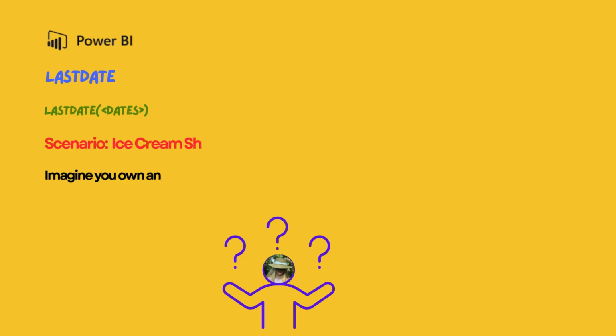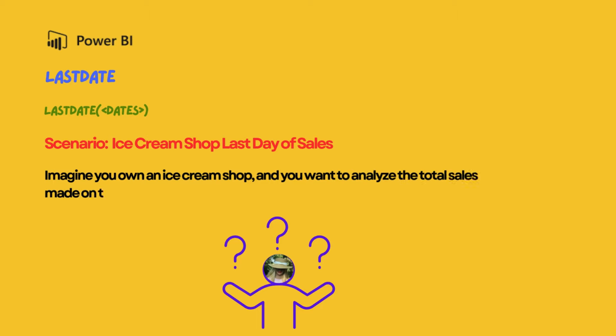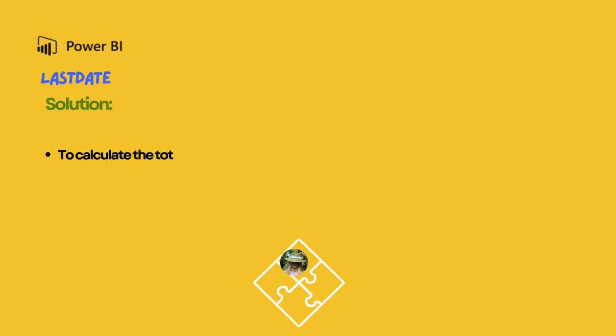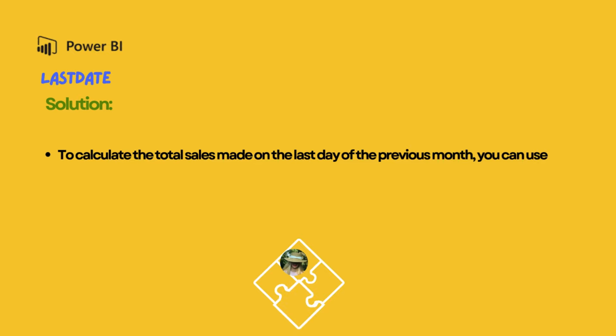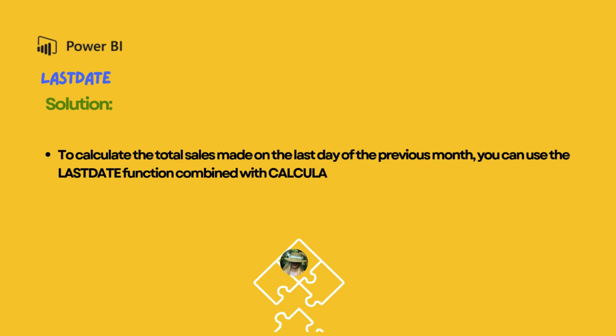If we want to analyze the total sales made on the last day of the previous month in our ice cream shop, we need a solution. What would it be? We can use the LASTDATE function combined with CALCULATE and FILTER. In general, this measure can help us compare the sales amount for the last month and give an idea of what we want to consider regarding inventory or marketing strategy.